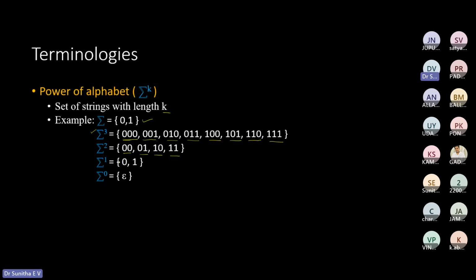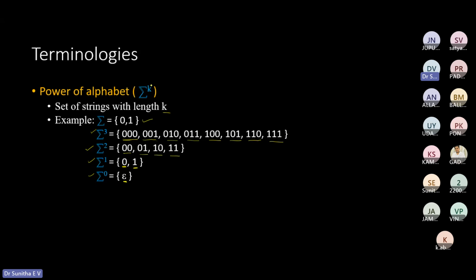And sigma 1 is the set of all strings with length 1, made of 0 and 1. So the only possible two strings are 0 and 1. For 0, length 1, because only one character. For 1, length 1. Then sigma 0 is the set of strings with length 0. So we have only one special string with length 0, that is epsilon. So this is sigma 0, sigma 1, sigma 2, sigma 3, like that. These are all called the power of an alphabet.